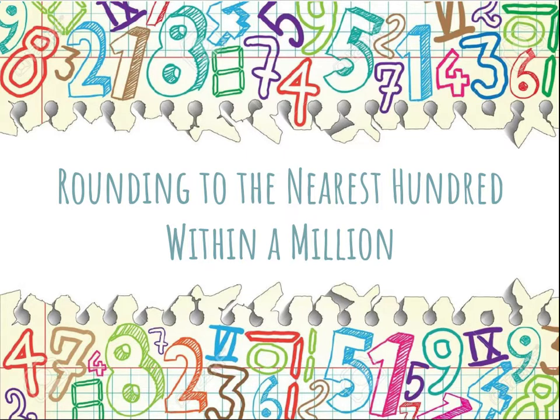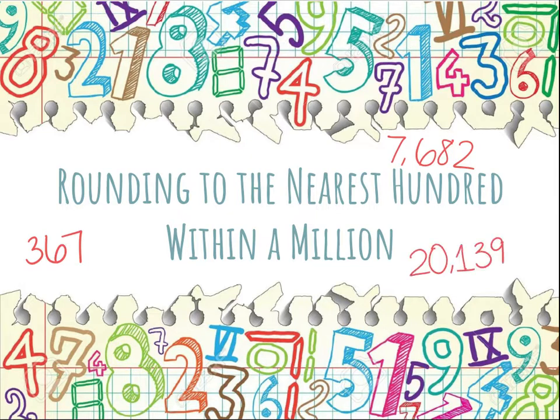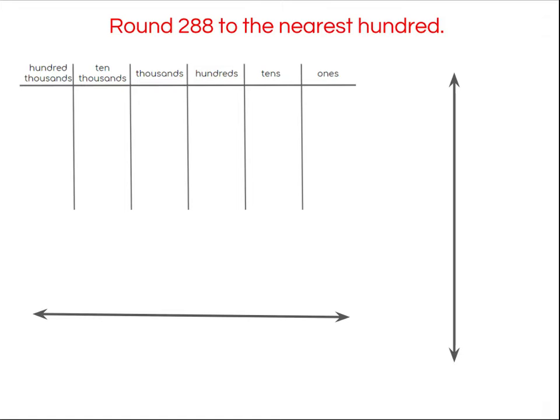Instead of standing up at the board and showing you examples, I thought I'd try it in a video today. We will be rounding to the nearest 100 within a million. That means that we could see numbers that have 3 digits, 4 digits, 5 digits, or 6 digits. But in all of these different numbers that have a variety of digits, we will be focusing on the hundreds place. Let's get started. Our first question says, round 288 to the nearest 100.